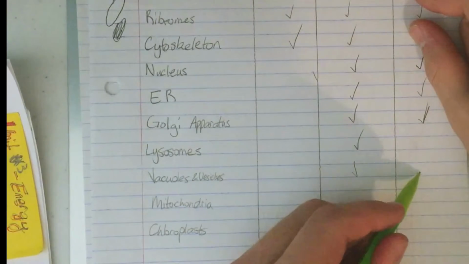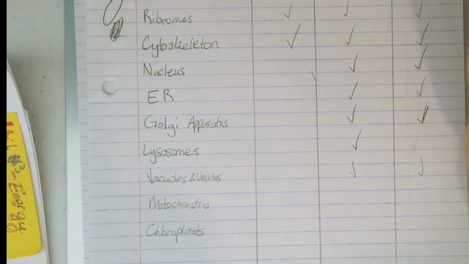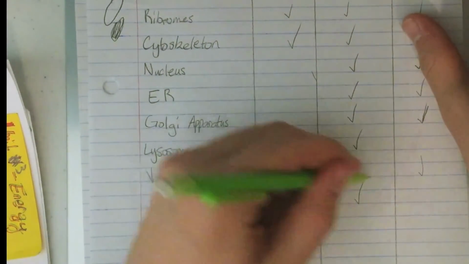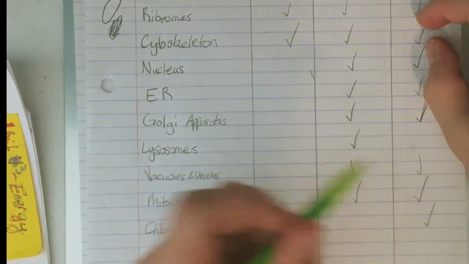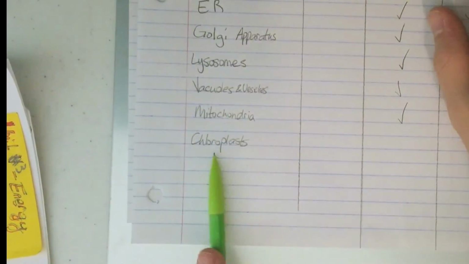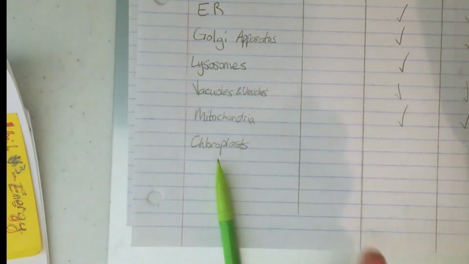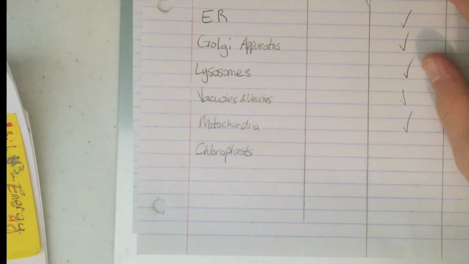Vacuoles and vesicles, plant and animal cells, once again, the prokaryotes just don't have the space for transporting stuff around. Mitochondria, plant cells do have them because of the chloroplasts, which only plants have. So the chloroplast makes sugar using CO2, water, and sun energy, but it still needs the mitochondria to do cellular respiration.